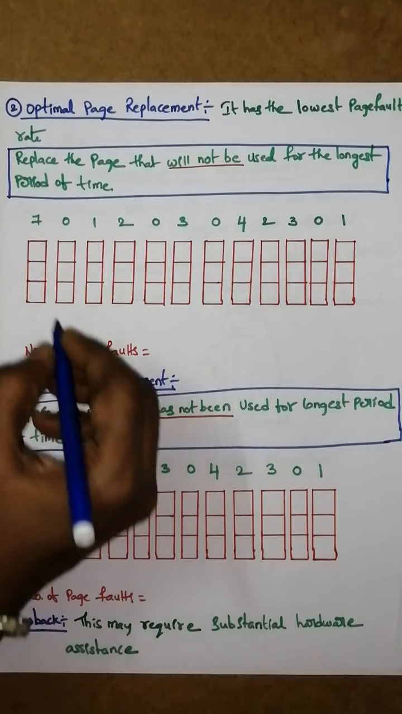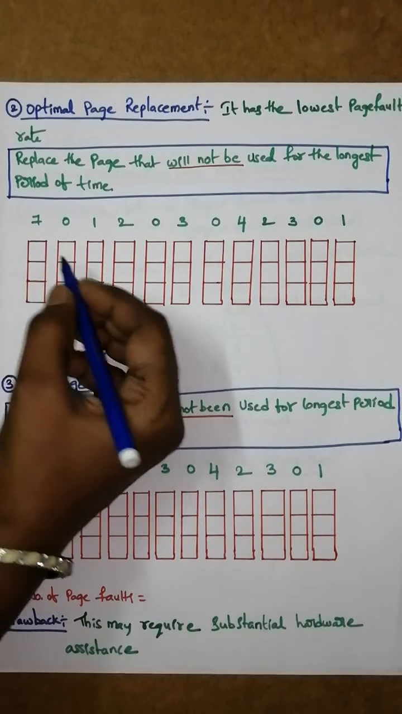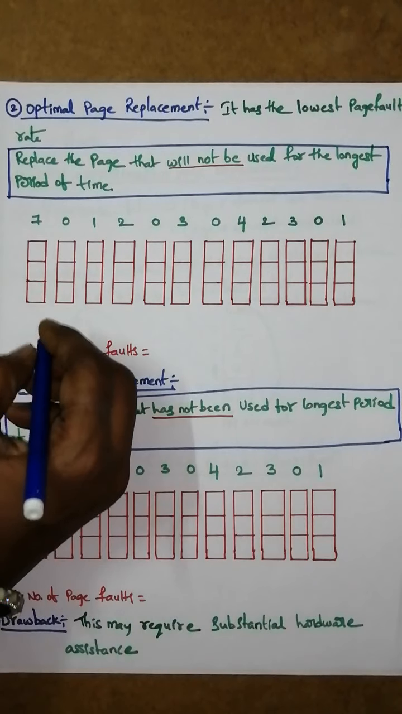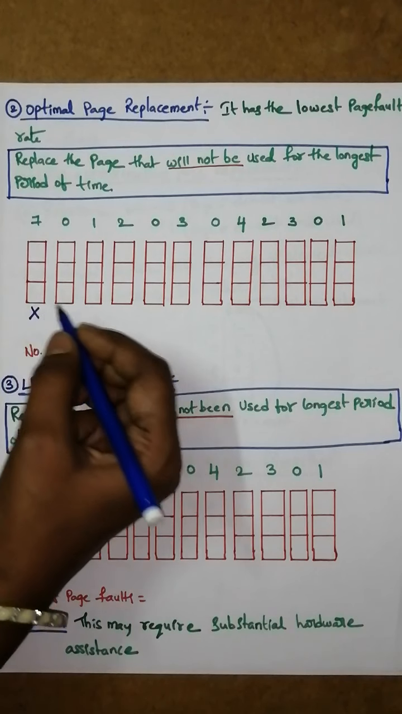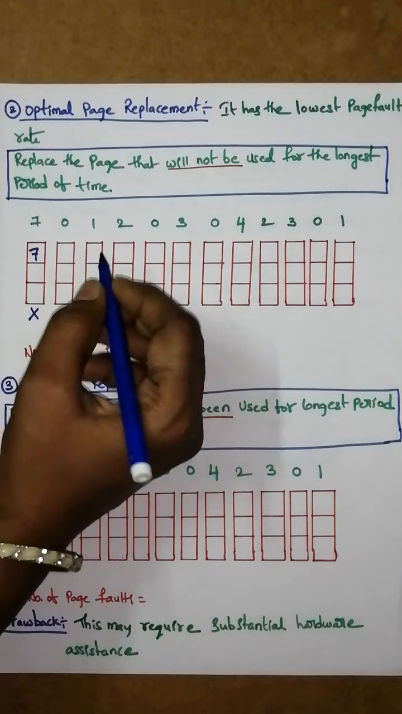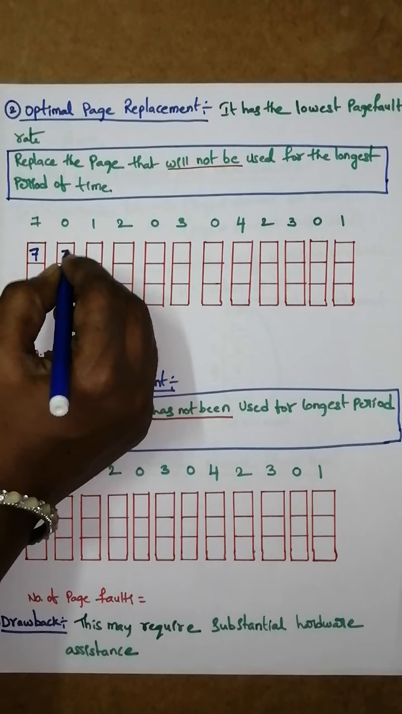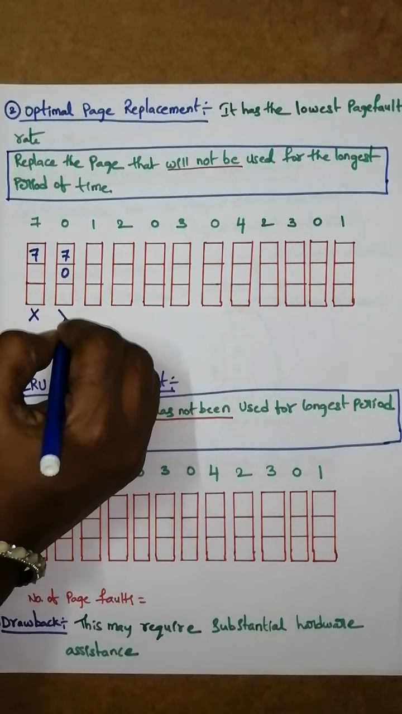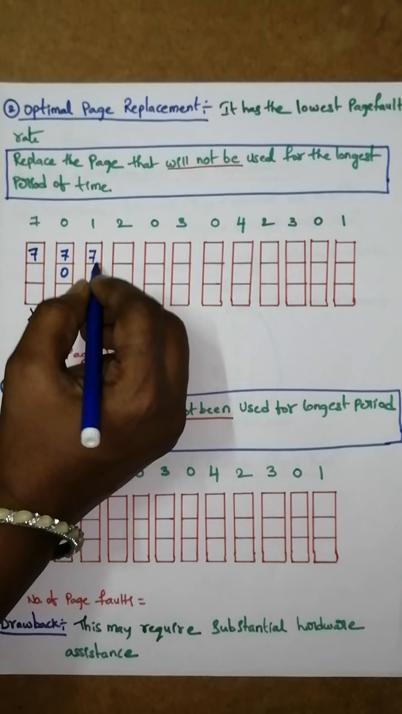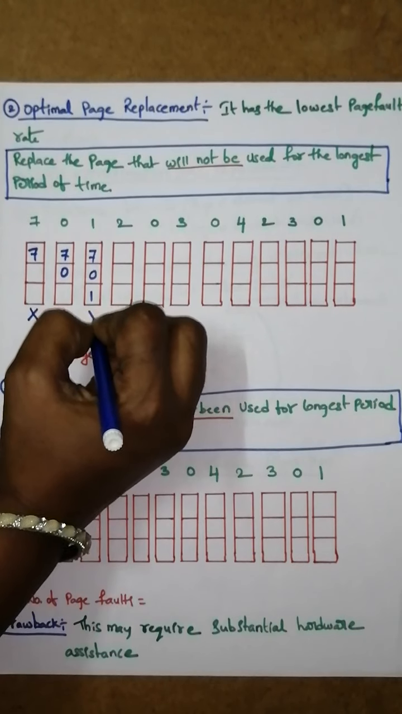Just observe, first is page 7. It is not already in memory, so it's a page fault, and I'll save it in the first frame. Now 0 is not there, so I'll save it, it was a page fault. Next, 1 is not there, so I'll save it: 7, 0, 1. It's a page fault.